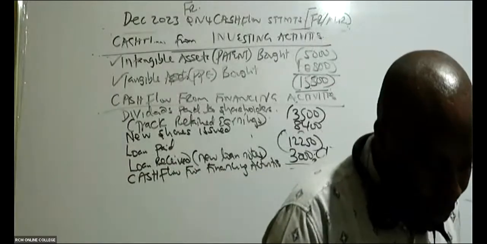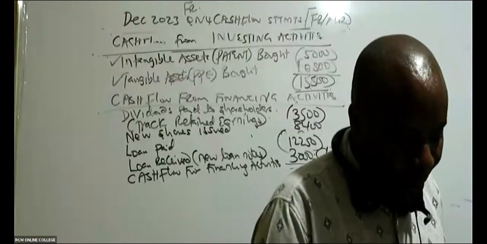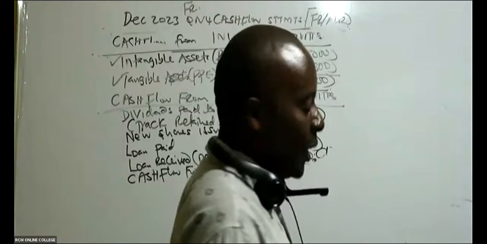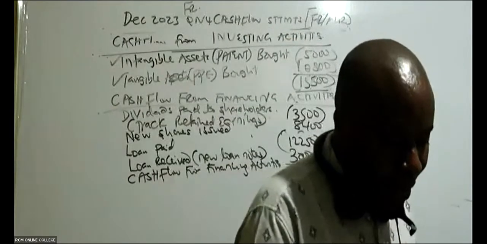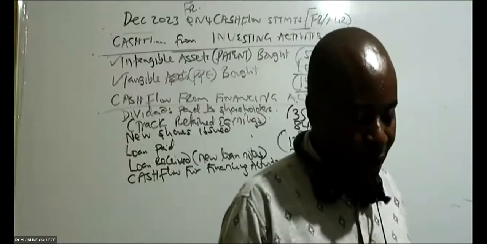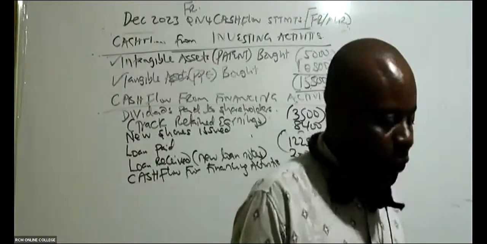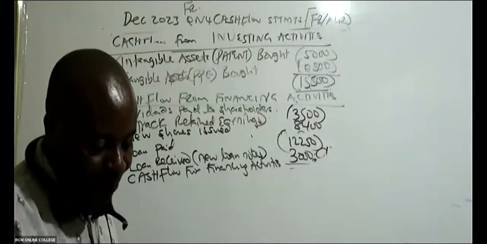So remember, issue of new shares is 8,400 positive, right? We have dividends paid to shareholders, which is minus 3,500. Then we have in this case here 3,000 as a positive. And then repayment of long-term loan 12,250 is supposed to be negative.